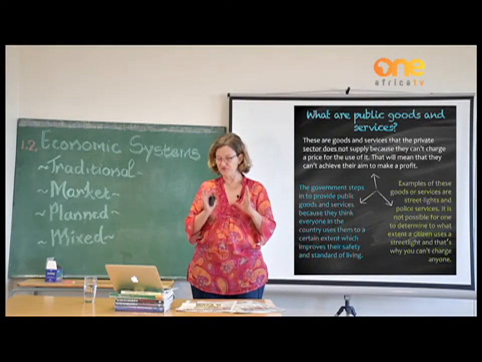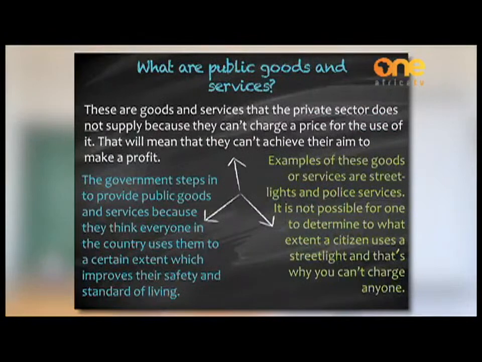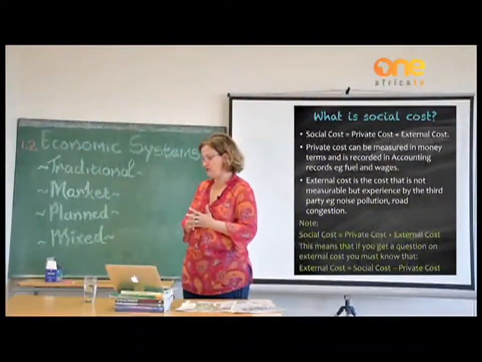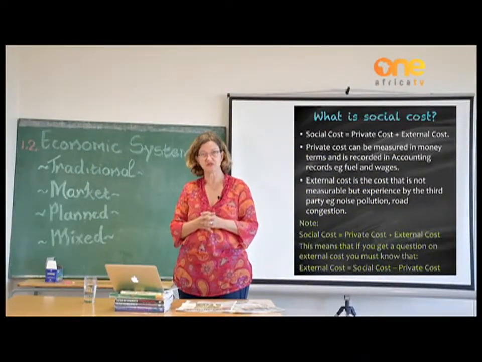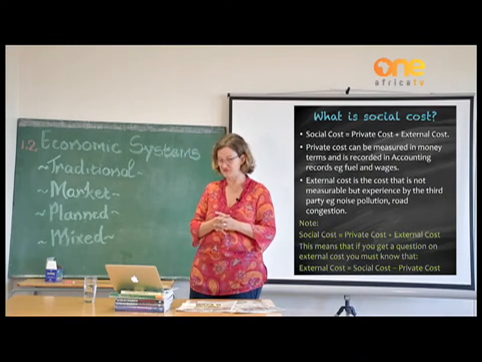Okay, so if you now remember, I have said one disadvantage of a market economy is that they don't supply merit goods and public goods. And you understand now why they don't do it. And in a planned economy, it is efficiently supplied by the government. Okay, then we look at social cost and social benefits.